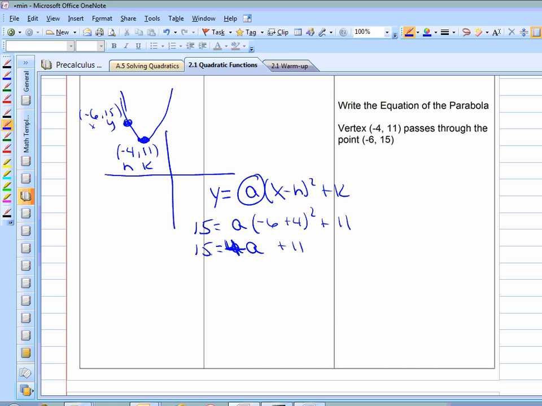And we're going to go ahead and solve. So we would subtract 11, divide by 4. Subtract 11 gives us 4a, divided by 4 will give us 1. So our a value will be 1.